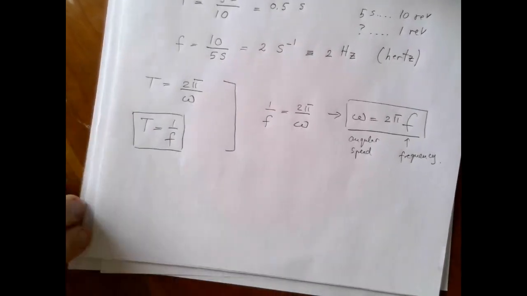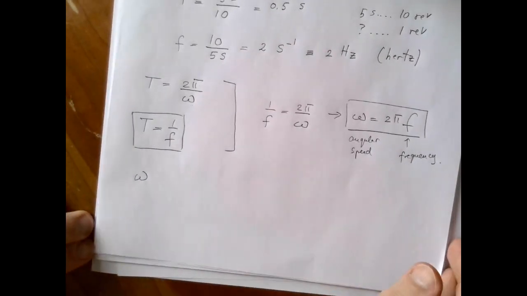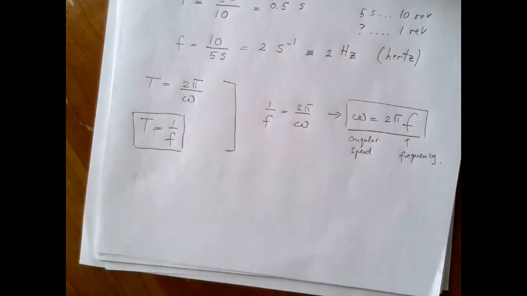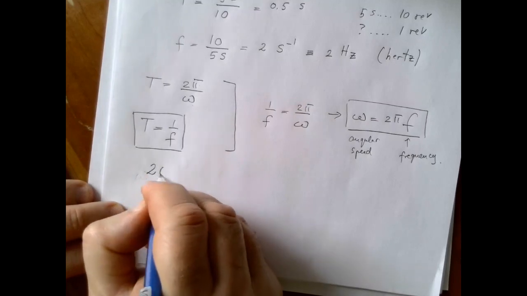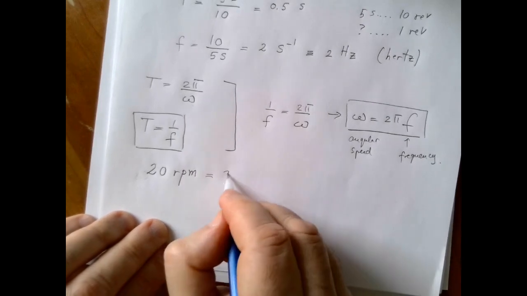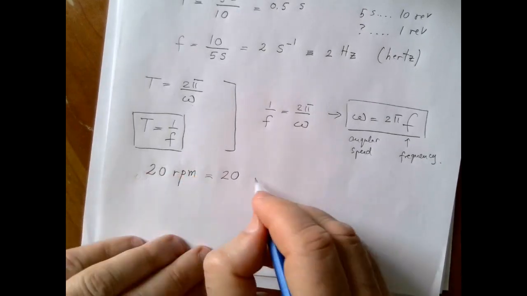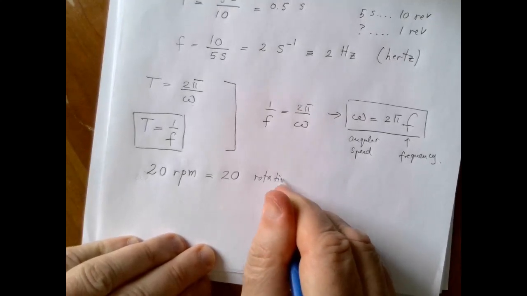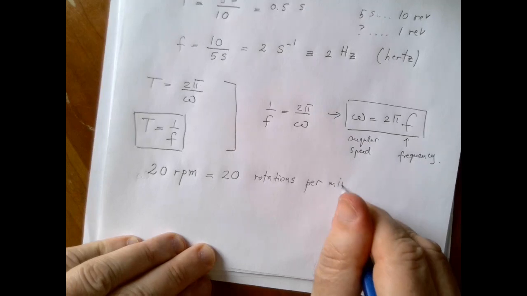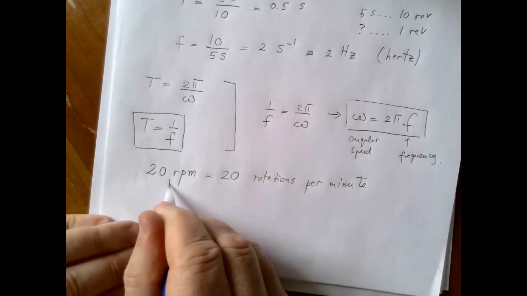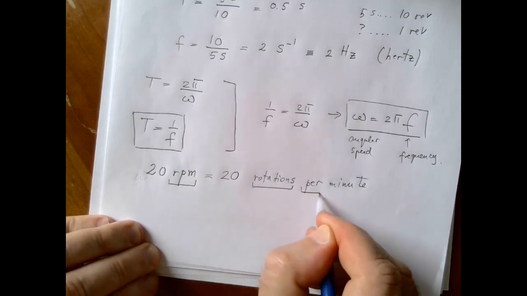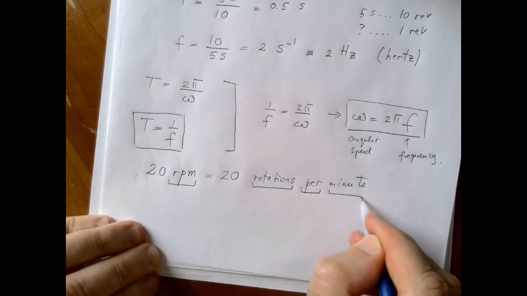So for example, if we read somewhere that something is rotating at 20 rpm, this means 20 rotations or revolutions per minute. First of all, I have to understand that R stands for rotation, P stands for per, and M stands for minute.